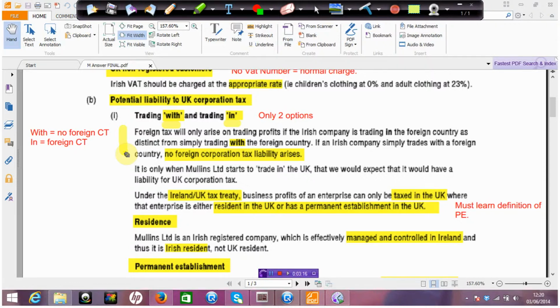Okay, just draw your attention here to this definition of the PE. Do look at your text and try to get a fix on what is and isn't. Could be some very, very easy marks here for simply being able to identify whether or not particular items are permanent establishments in another country and therefore making the individual entity subject to foreign corporation tax. So that's very much rote learning, some easy marks there, so don't miss out on those.